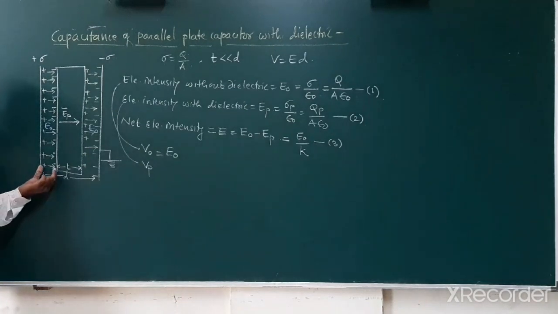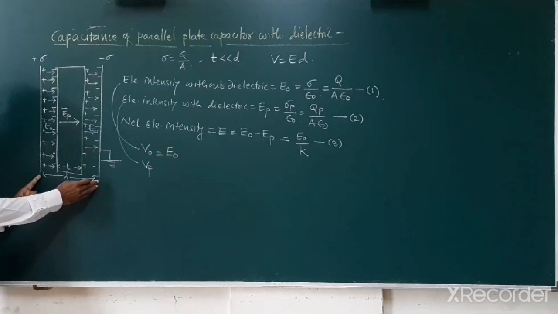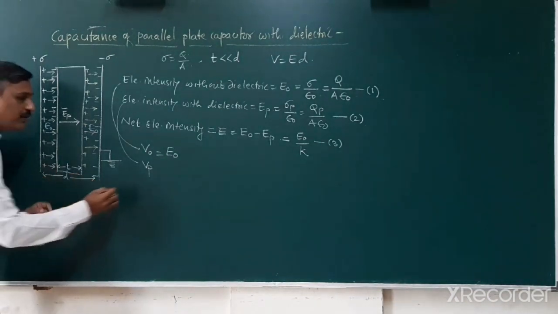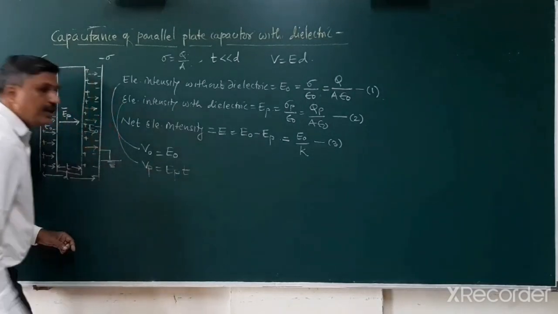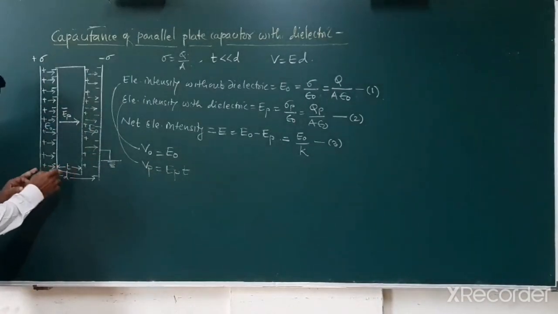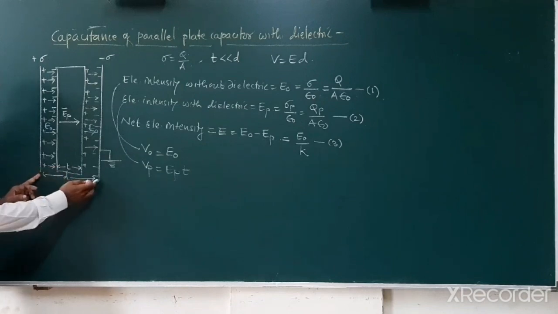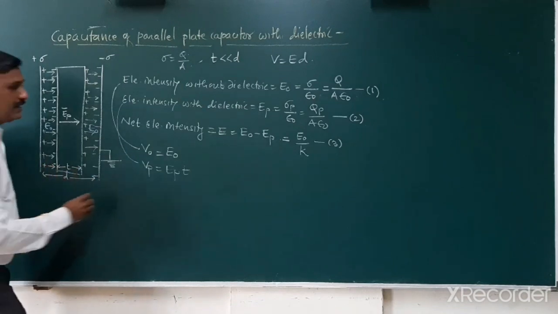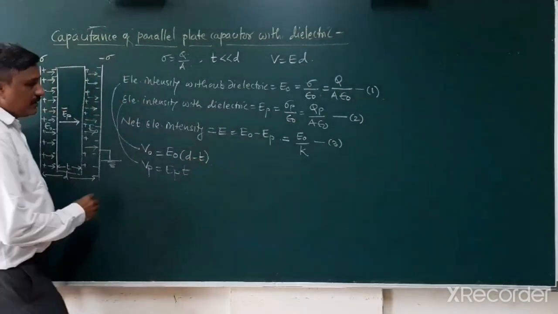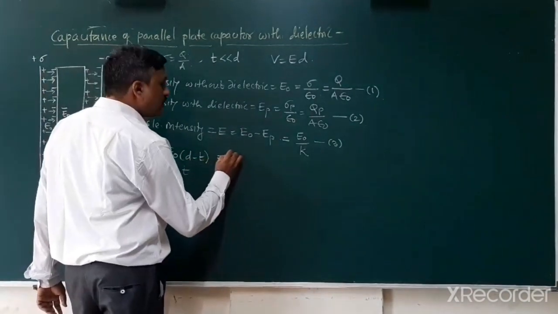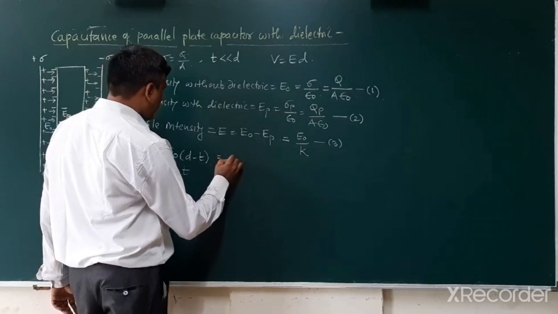What is the distance? This distance is not given, but it is very clear: the two plates are separated by distance d, and the slab has thickness t. So for the slab we write Ep into t, and for the remaining part it is very simple, d minus t. So I am writing here d minus t. Now it becomes E0.